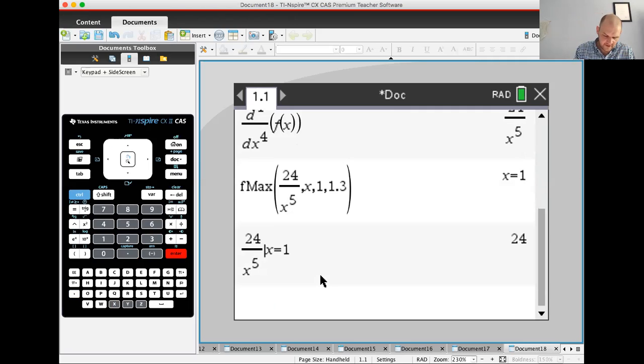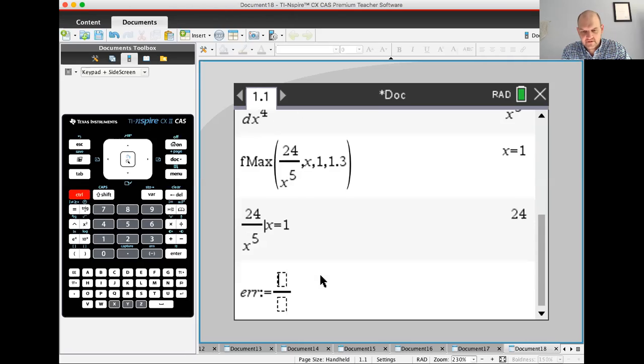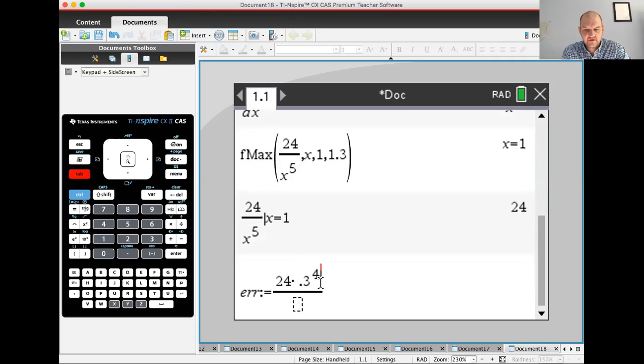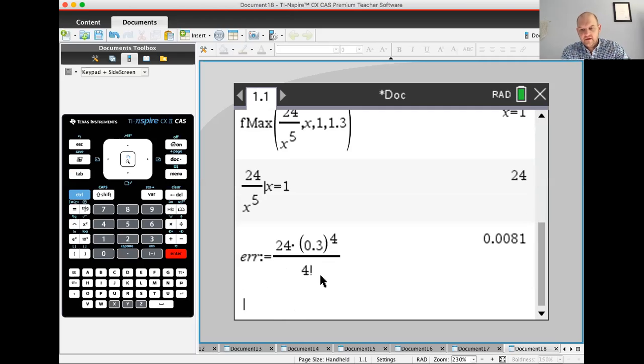All right, so then the error. I'm going to say the absolute value of the error is less than or equal to 24 times the absolute value of 1.3 minus 1 to the 4th over 4 factorial, and I will store that. So let's do that. I'm going to go back eventually, but I'm trying to speed this up. So 1.3 minus 1 is just 0.3, so save yourself that calculation. 4 factorial. All right, so the error is really small, which is good.